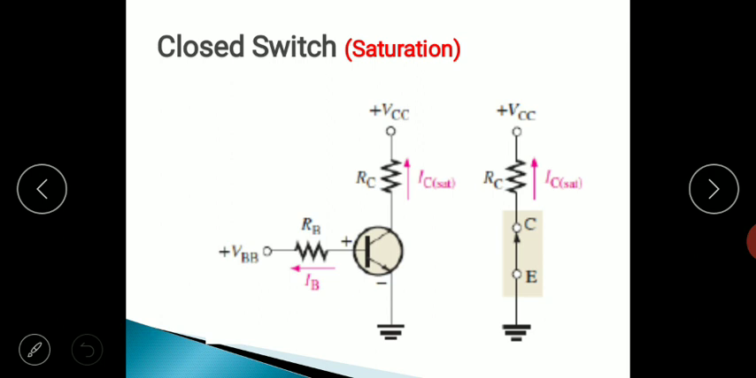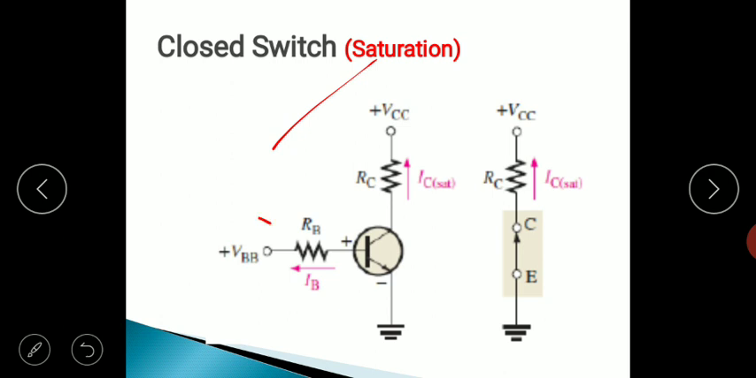Next we'll see how the transistor can be used as a closed switch. In order to understand this, we have to apply a sufficient positive voltage at the base of the NPN transistor shown in this circuit.